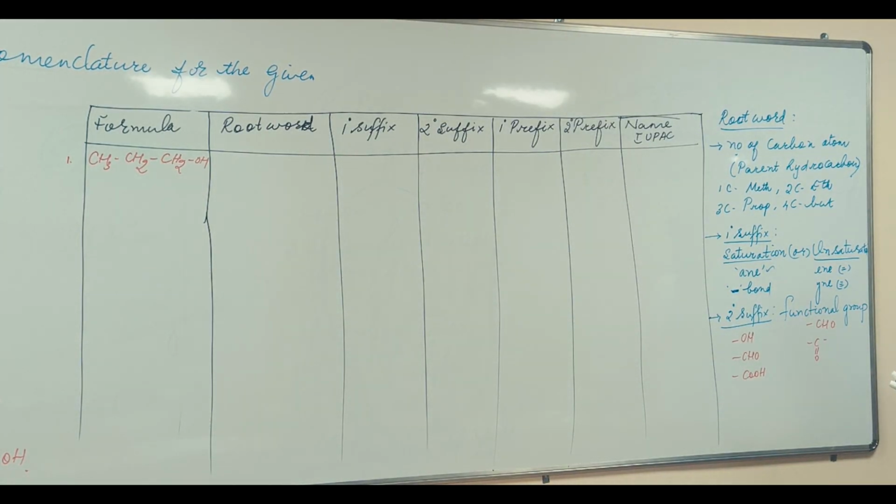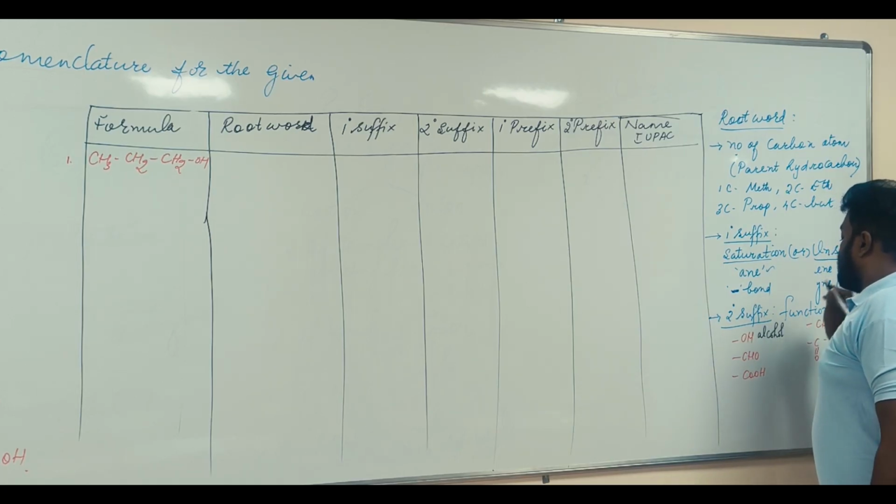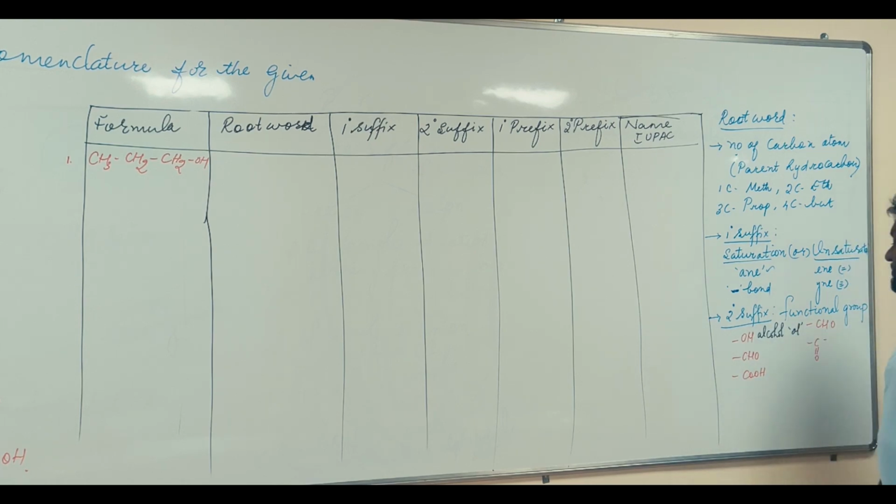Suppose the bond OH is present, then we know very well it is an alcohol. If it is an alcohol, the suffix should be OL. The next one is CHO, that is called an aldehyde. If it is an aldehyde, the ending should be AL.